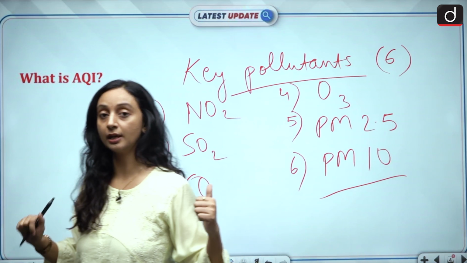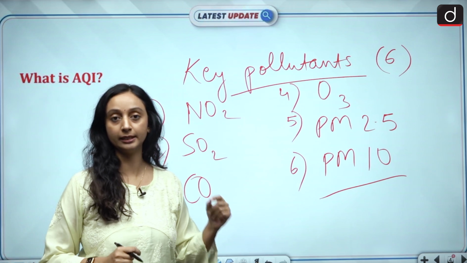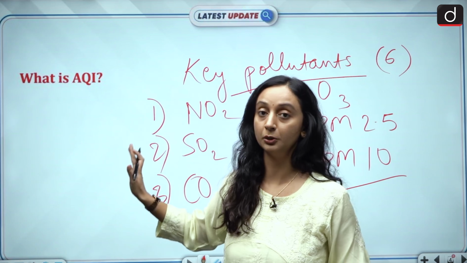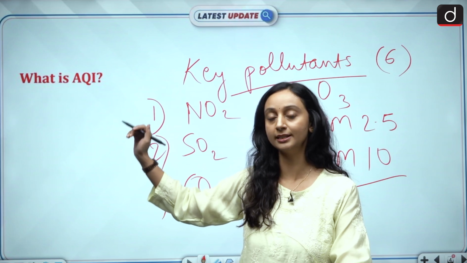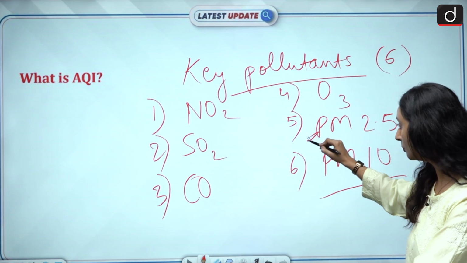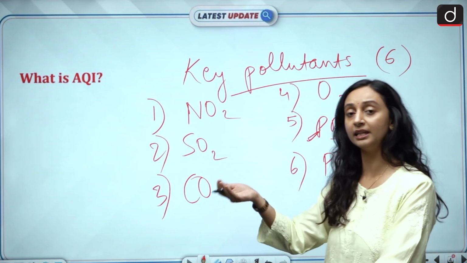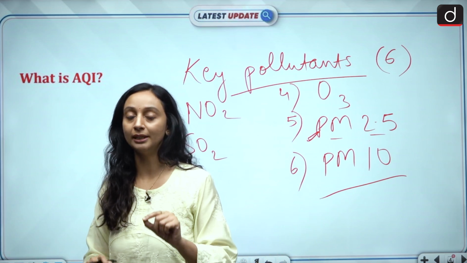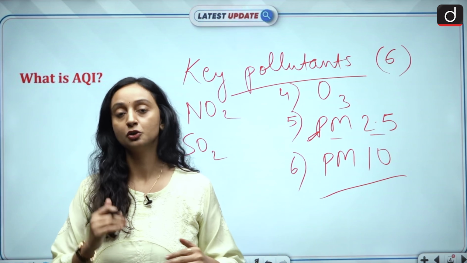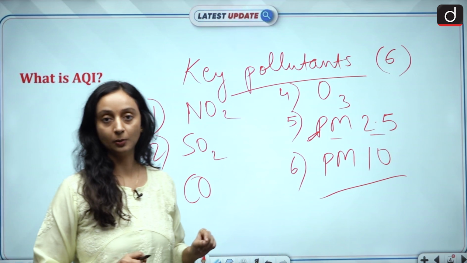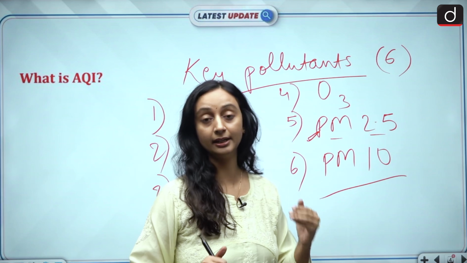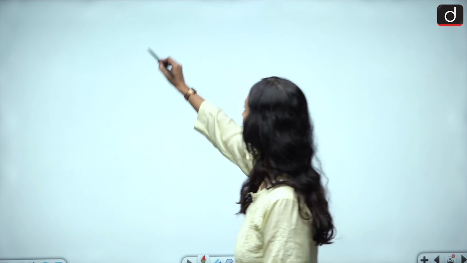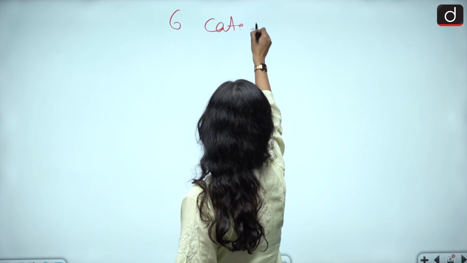Please note that you do not have carbon dioxide here. This could be an easily confusing option that you can find in your examination. Carbon dioxide is not a key pollutant that AQI measures. It measures these 6 key pollutants, and PM 2.5, the particulate matter 2.5, is even more dangerous than PM 10 because it is finer and it can penetrate deeper into our lungs. These are the key pollutants this index measures, and it tells us how polluted our air is by dividing it into 6 categories.